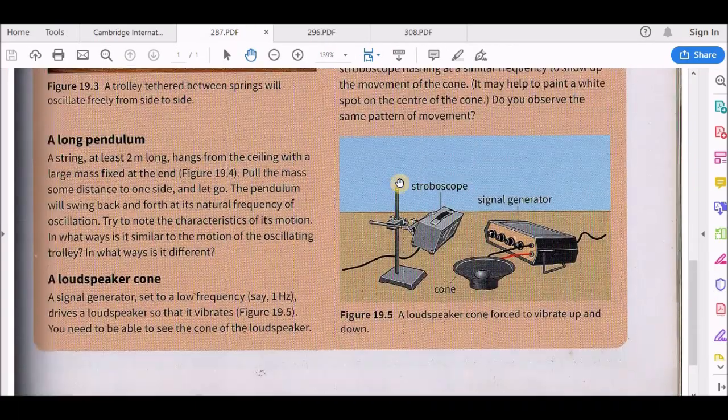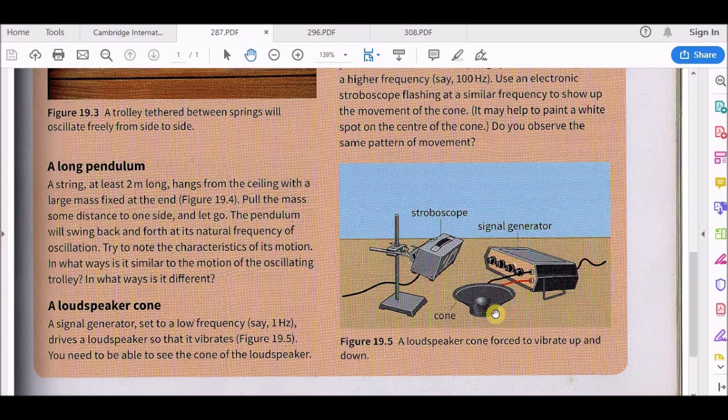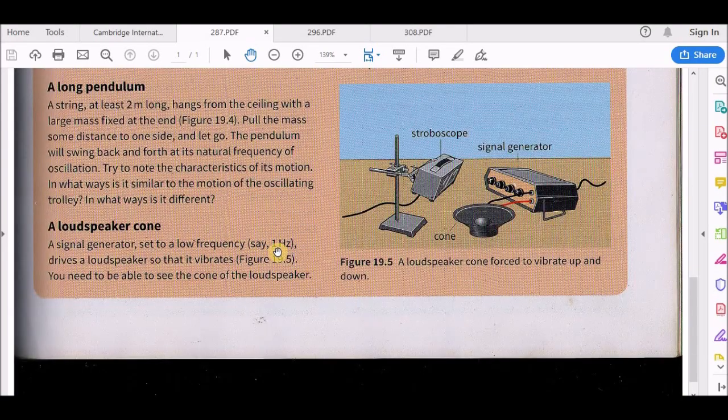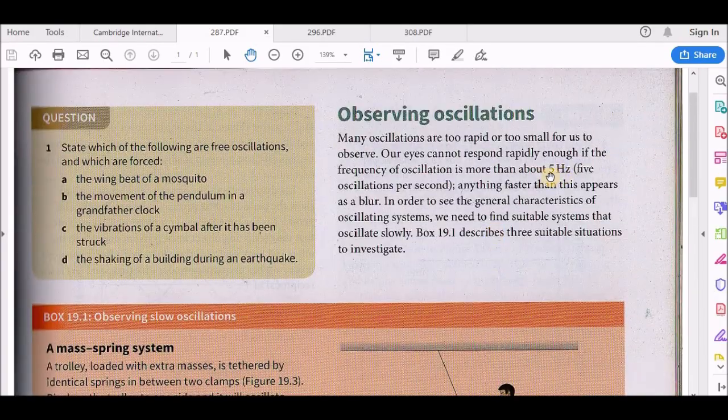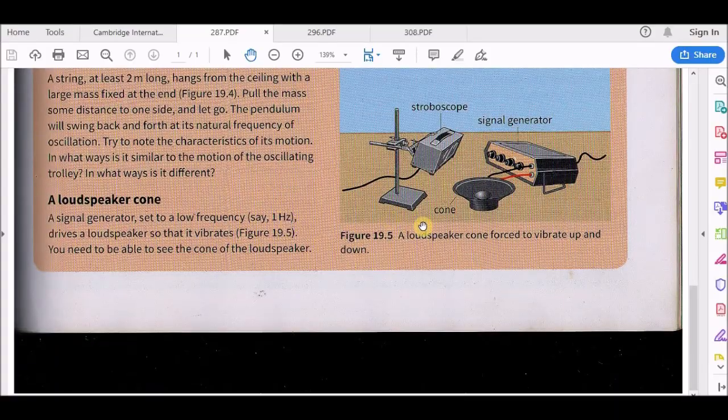Here we were talking about this. How does this motion compare with that of the pendulum and the spring mass system? Very simple. Here also it's an up and down simple harmonic motion. Try using a higher frequency, say 100 Hertz. Previously we used 1 Hertz because our eyes can detect up to about 5 Hertz, as we learned earlier. If it is 1 Hertz, then our eye can see the motion, but if it is greater than about 5 Hertz, your eyes will not be able to detect the oscillation.